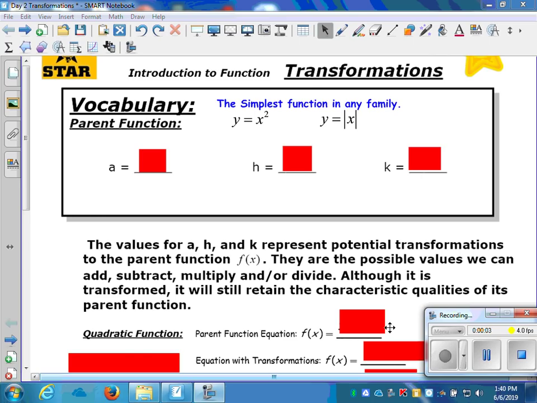This lesson is an introduction to function transformations. Yesterday we did a discovery activity on Desmos where we looked at functions and how they are transformed on a graph and how it impacts the equation of that particular function.